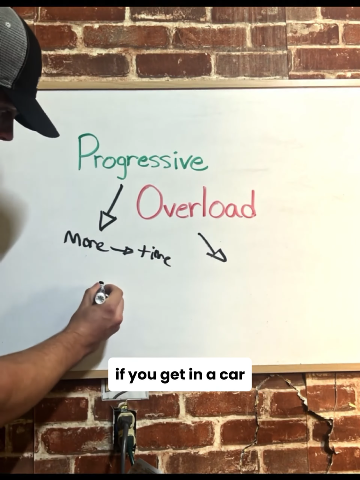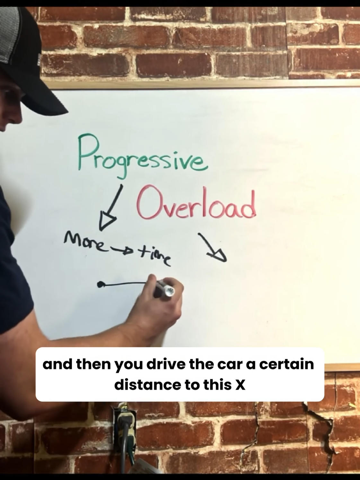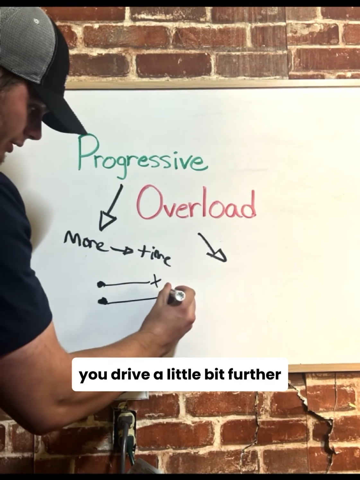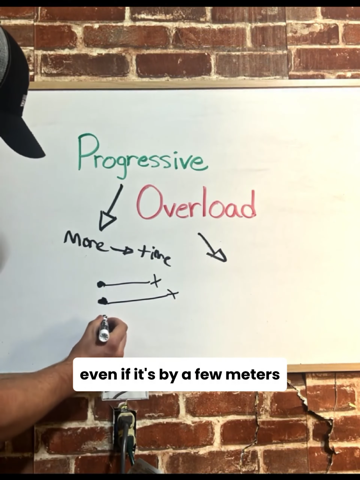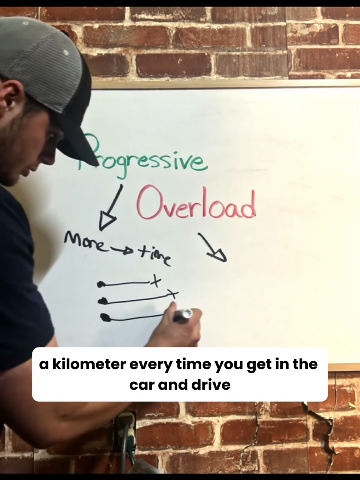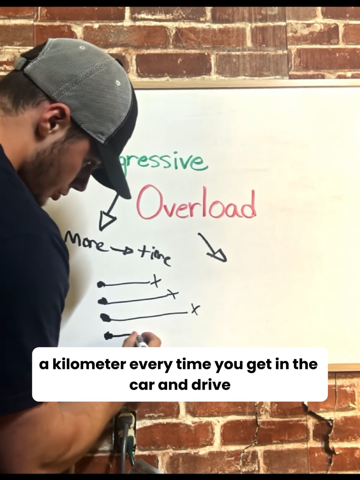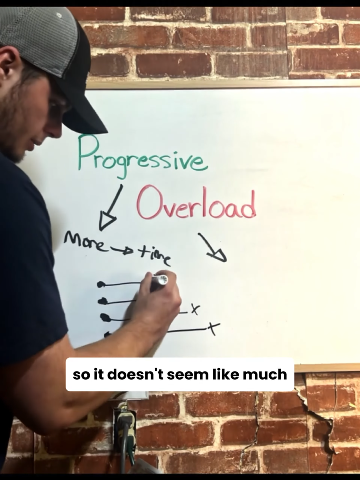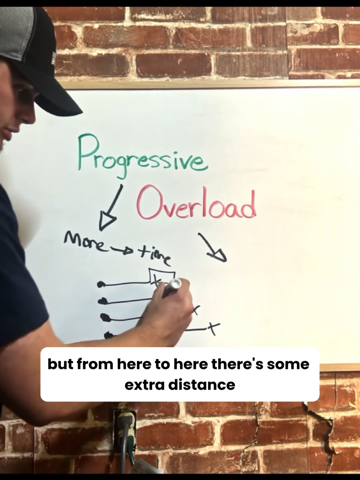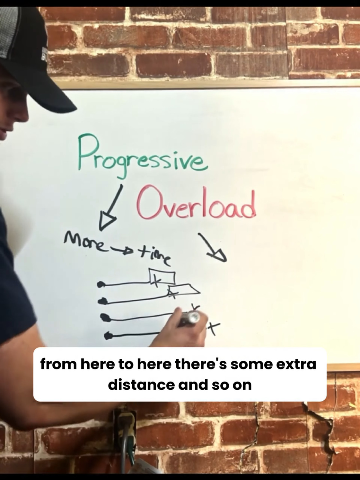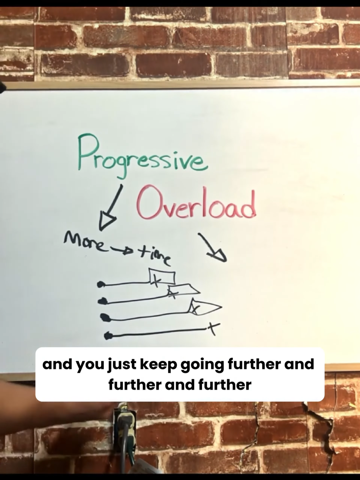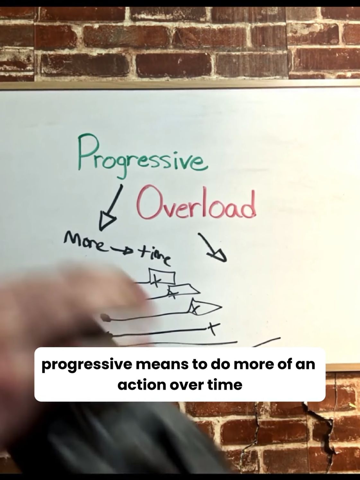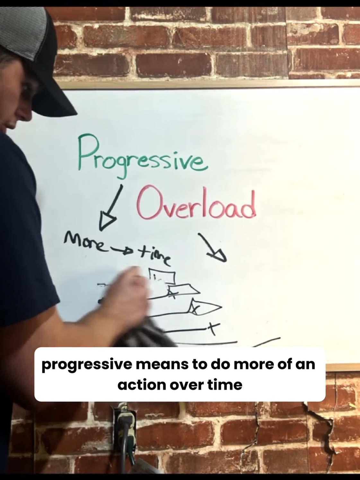If you get in a car and you drive a certain distance to this X, and then every time you get in the car, you drive a little bit further, even if it's by a few meters or a kilometer, you go a little bit further every single time. It doesn't seem like much, but from here to here, there's some extra distance, and so on. You just keep going further and further every single time. Progressive means to do more of an action over time.